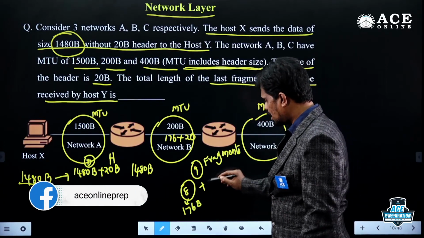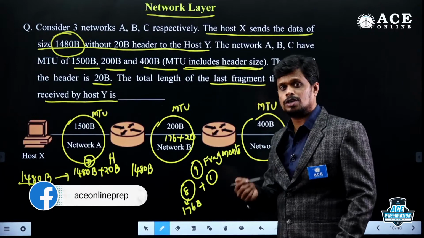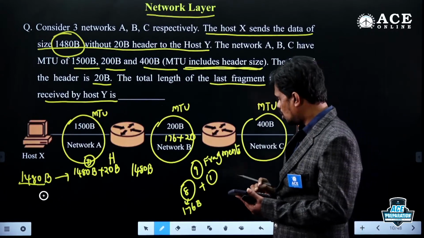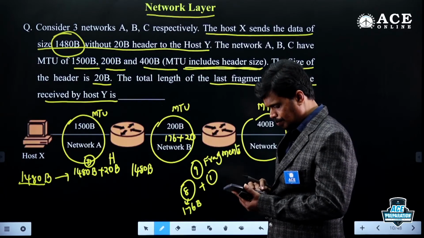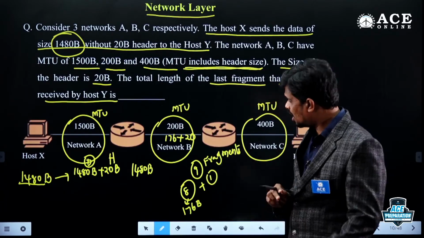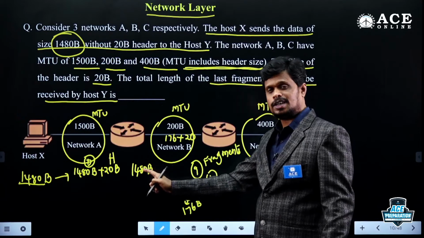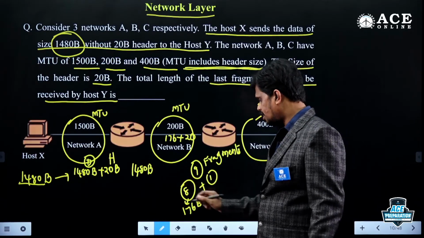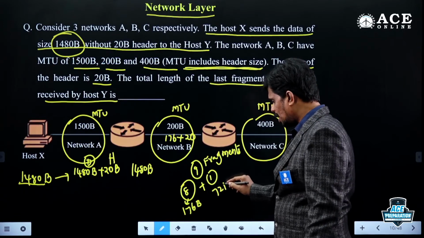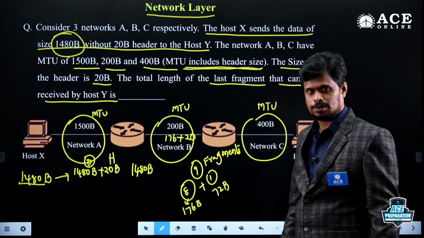And the 9th fragment, which is the last fragment, is going to have how much? Verify. 176 into 8, 1408. Out of 1480, 1408 is part of 8 fragments, right? So then the remaining 72 bytes can be part of the 9th fragment.